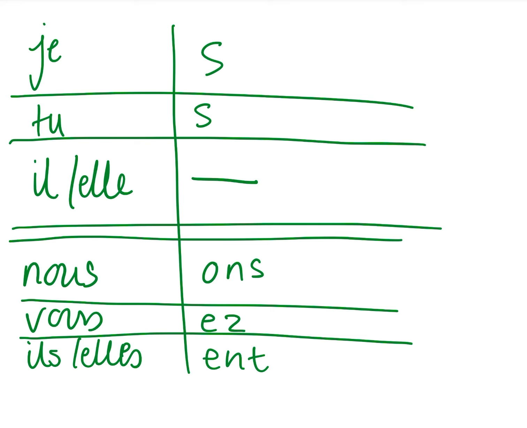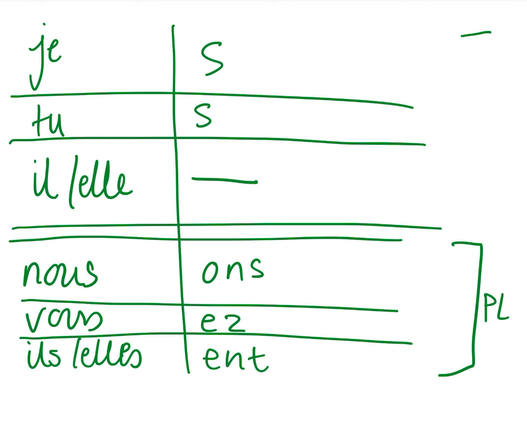They are almost identical to the present tense ER verbs, and the video to that will be linked somewhere either in this video or in the description. The only difference is the singular form. So for the plural form, they are exactly the same, ONS, EZ, ENT.